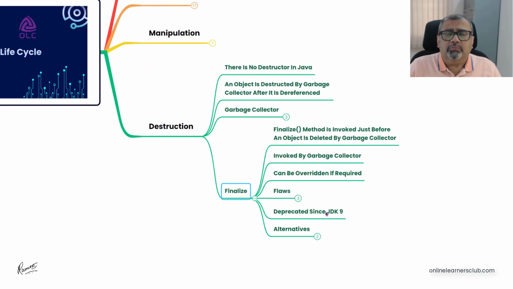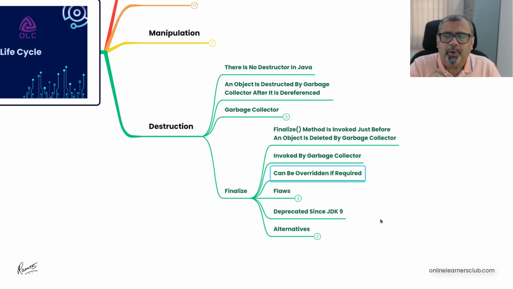And whenever we want to get notified when an object is removed, we do have a method called finalize, which we used to use. The finalize method is invoked just before an object is being deleted by the garbage collector, or before the object is released or the memory is freed up. This is invoked by the garbage collector thread, which is a separate thread and will not be under the control of the developer. So keep that in mind. And if you want, we can also override this.